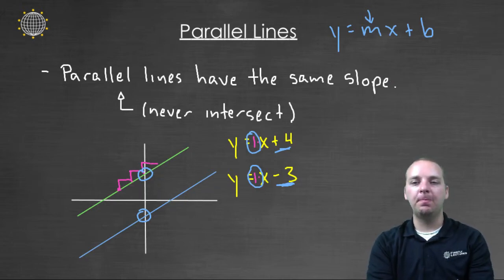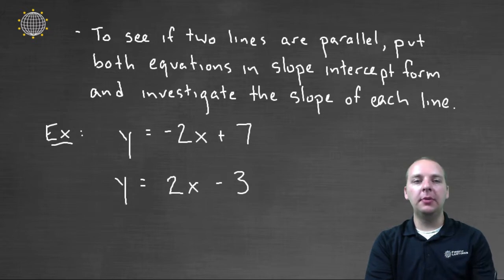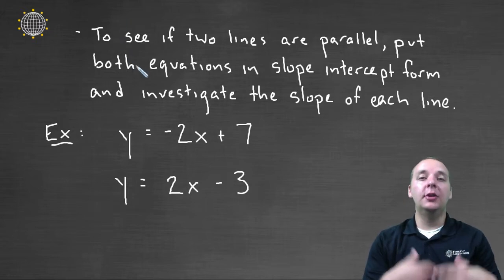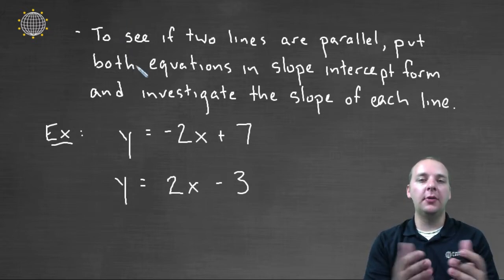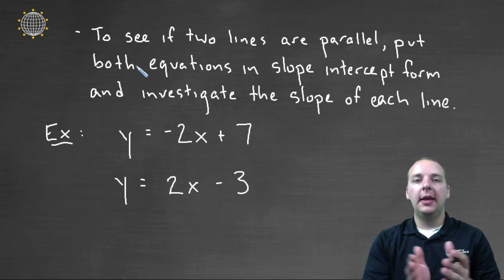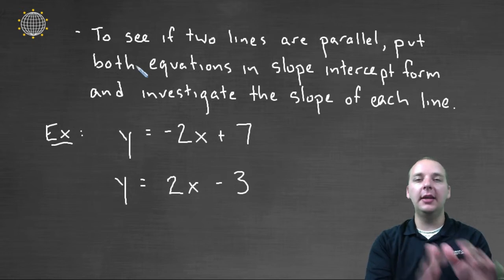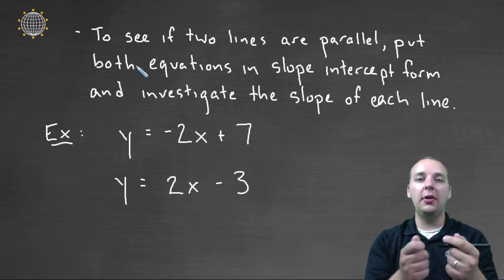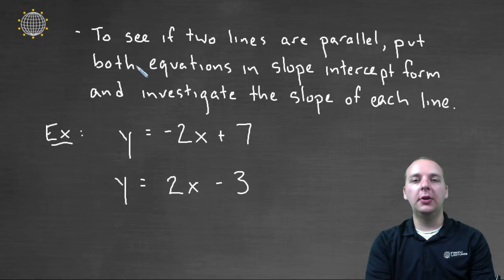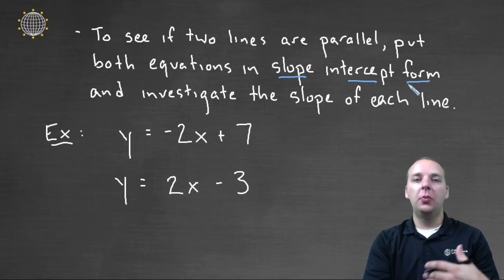Okay, so just to be clear, if you're trying to determine if two lines are parallel, let's say you're doing a homework problem and you're provided two equations, and maybe you're not even given the graph, and they say, are these two parallel? Here's what you're going to do. First of all, you're going to put both equations in slope-intercept form. Now, why would we want to do that? Well, when it's in slope-intercept form, you can easily see what the m is. You can see what the slope is.